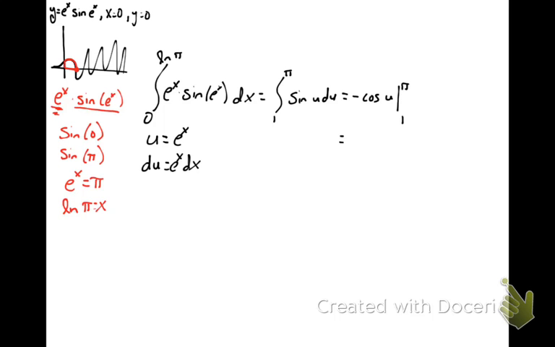Substituting in pi, we would have negative cosine of pi minus negative cosine of 1, which I don't know offhand, but I do know the cosine of pi. The cosine of pi is negative 1, so this will be 1 plus whatever the cosine of 1 is. That will be our area.